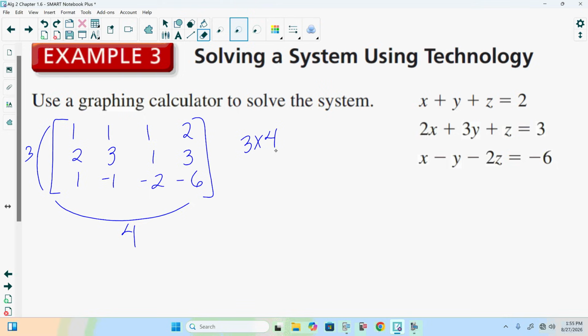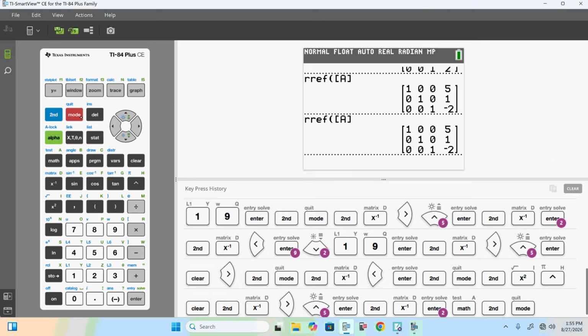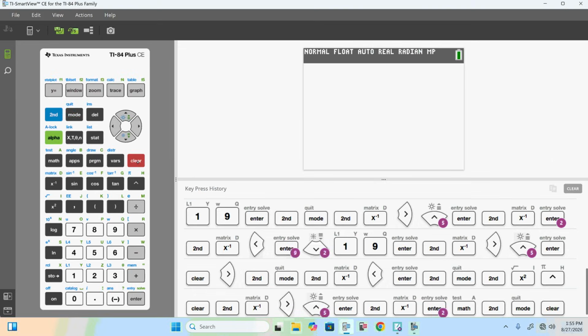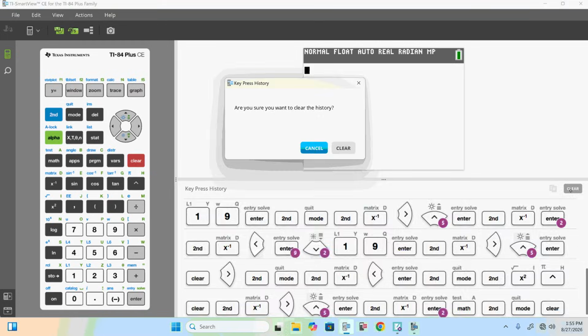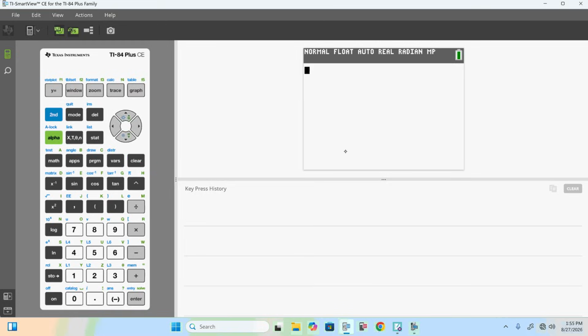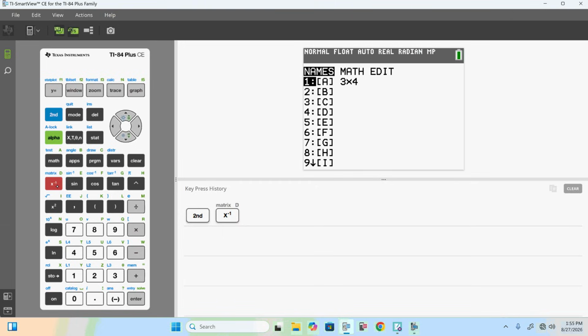The next step is to turn the graphing calculator on. I will try to remember to clear this out so it does show the key press history, so anything I type, when I press a button, it will show it back up. And once we get them turned on, the first thing we're going to do is second matrix, second x to the -1. We should get something that looks like this.